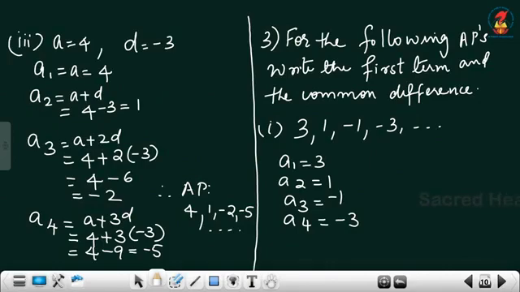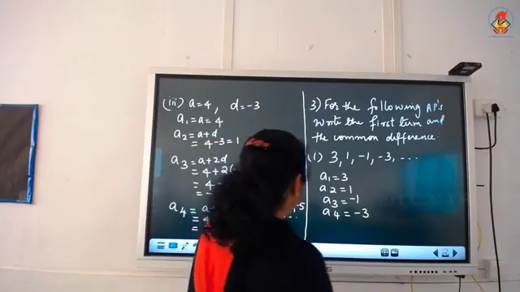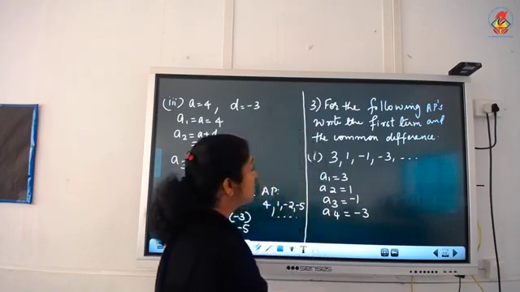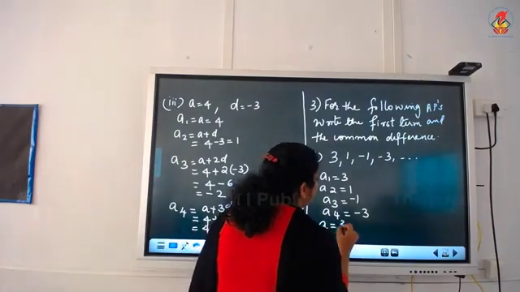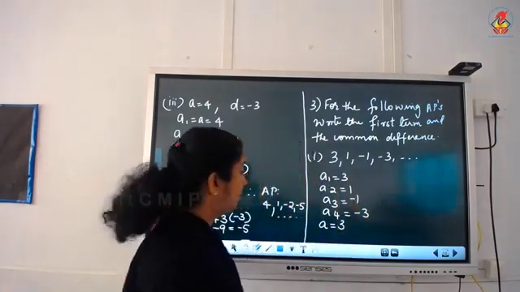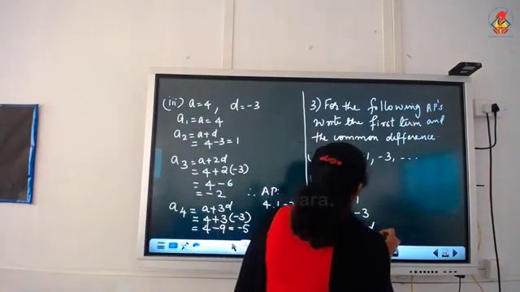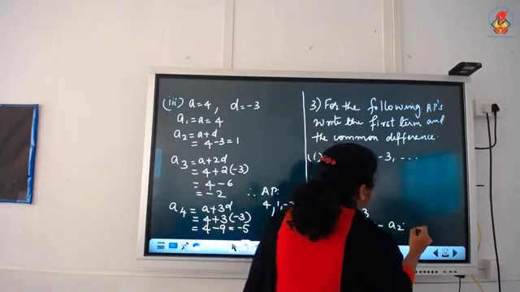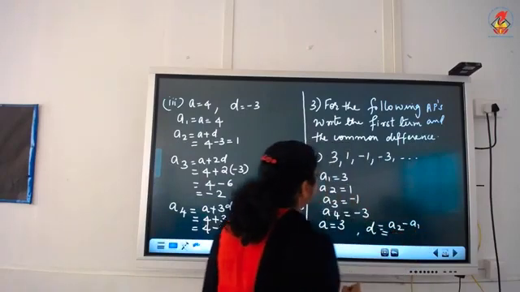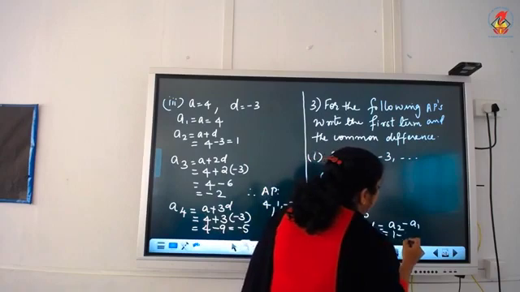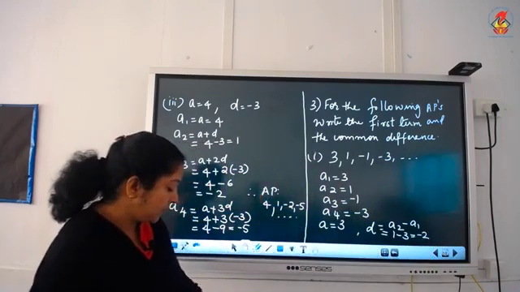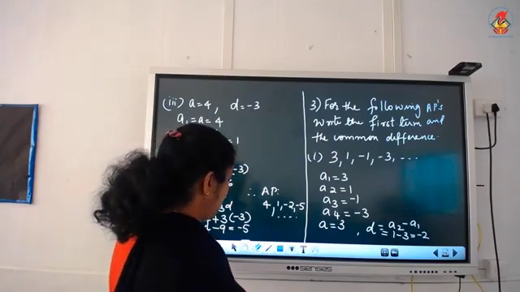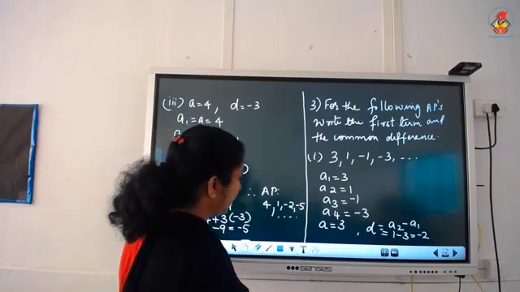For the following APs, it is given that it is an AP. So you have to find the first term and the common difference. What is the first term? A is equal to A1, which is equal to 3. The common difference D is equal to A2 minus A1, which is equal to 1 minus 3, which is equal to minus 2. So the first term is 3 and the common difference is minus 2.